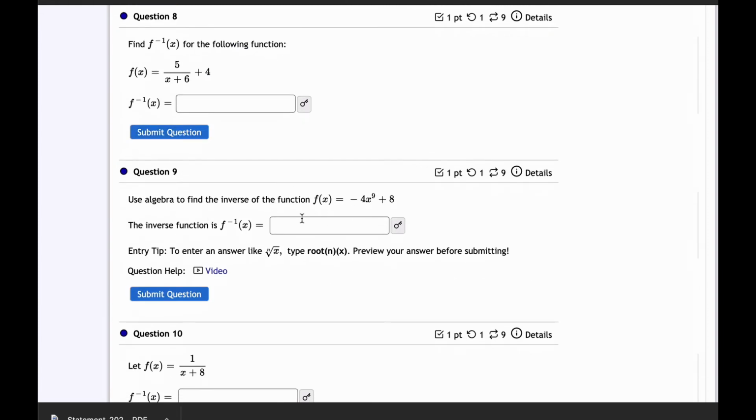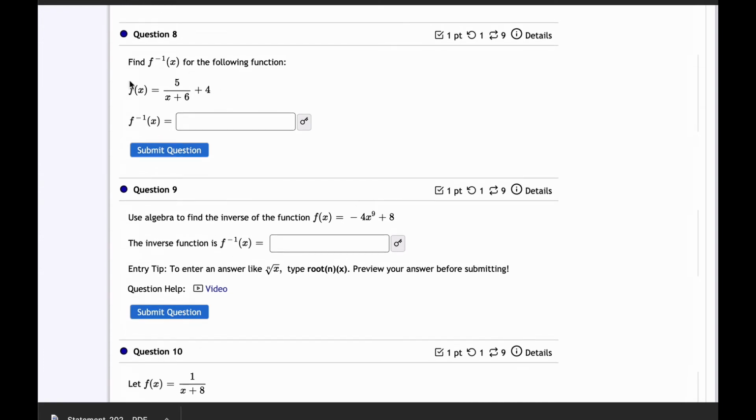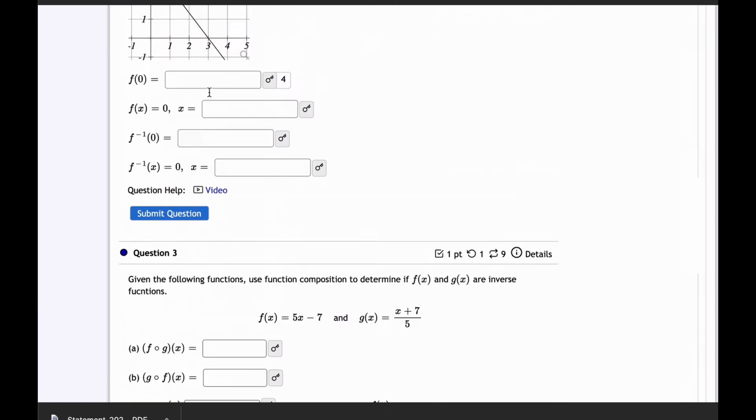Question 9 is more of the same. You could tell, wow, there's a lot of these questions. Why are you making me do so many of these? This is really the key skill that I want for this section. I want you to, if I give you a function, come up with the inverse function. The rest of this stuff is good.